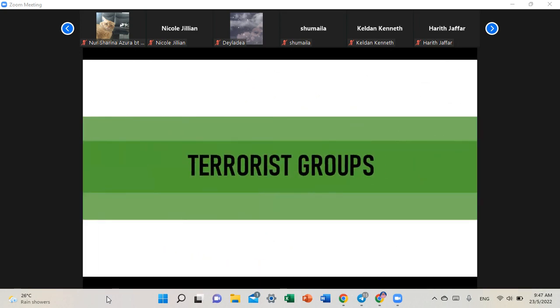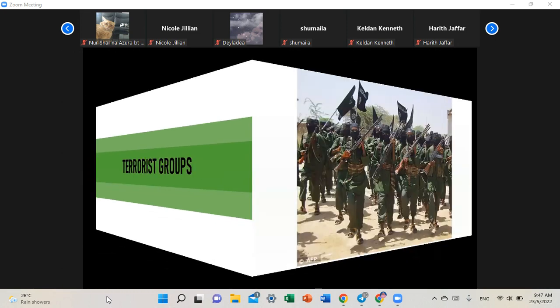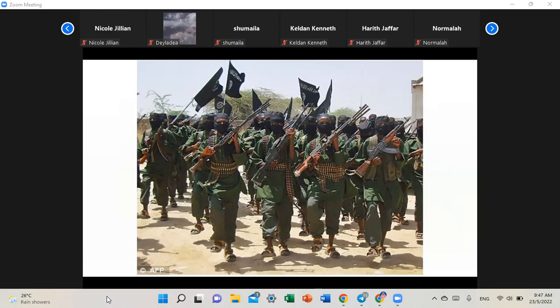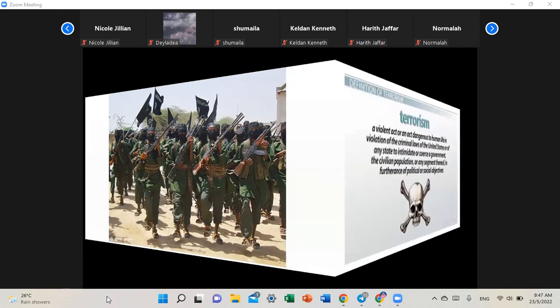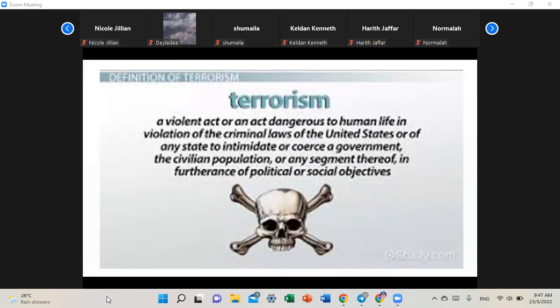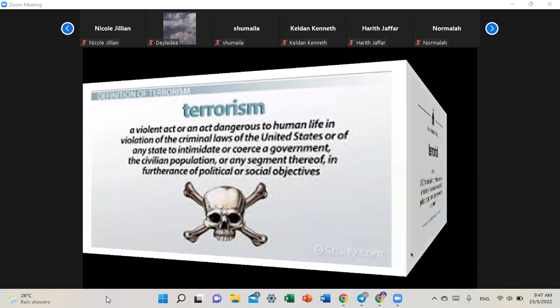So the MNC we will discuss more in detail in chapter number 7 or chapter number 8 later. Now let's look at the terrorist group. Here we have a picture. So terrorism: a violent act or an act dangerous to human life in violation of the criminal law of the United States or of any states to intimidate or coerce the government, the civilian population or any segment thereof in furtherance of political or social objective.